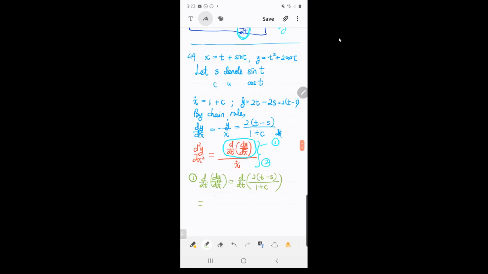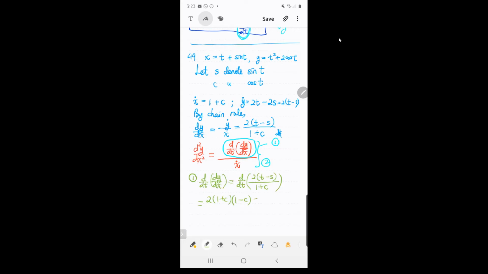Okay, so you can start using quotient rule. Copy the bottom, which is 1 plus c. Differentiate the top. When you differentiate the top, the 2 remains there, it's just a constant. So you differentiate t, you get 1. Differentiating negative s would give you negative c, right? So you get a nice expression. 1 plus c, 1 minus c.